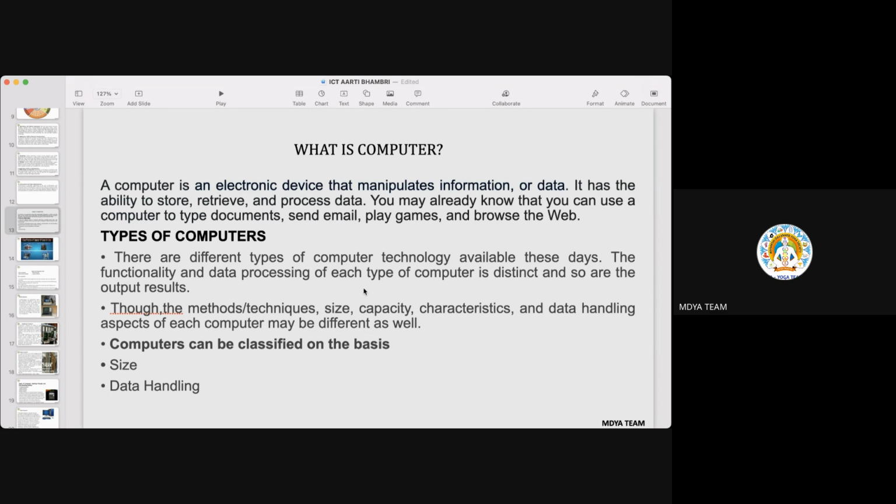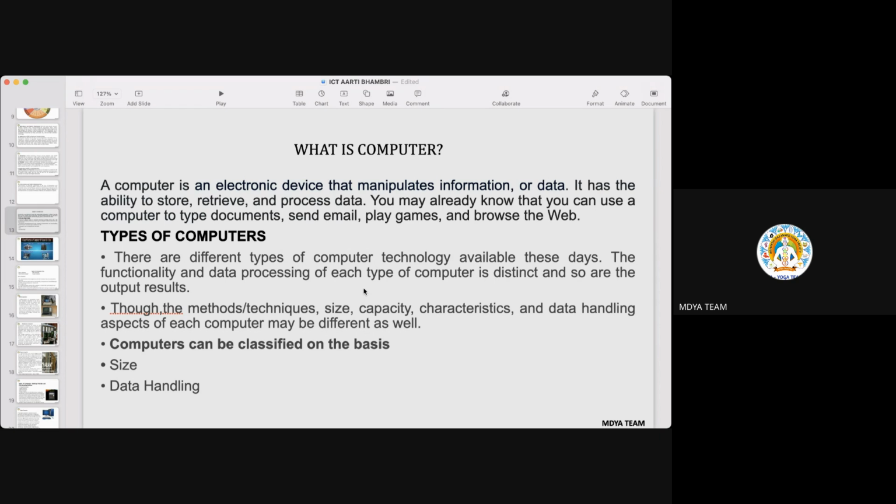So the methods, techniques, their size, their capacity to handle and process data, their memory size and physical size also, their characteristics and data handling capacity aspects. So each computer may be different as well. So on these they are classified. Computers can be classified on two bases: size and data handling. And sometimes in some books they are classified by their function, their size and the generation.